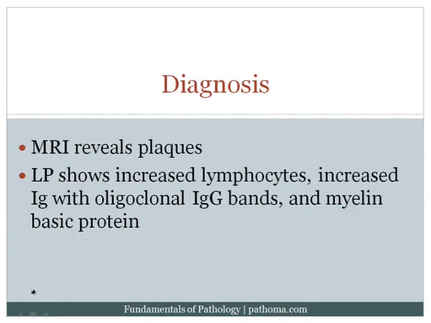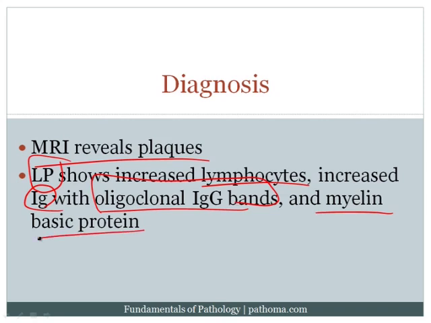Now, the diagnosis of multiple sclerosis is made by MRI, and it will show plaques. You can also do a lumbar puncture, and it would show increased lymphocytes, increased immunoglobulin with oligoclonal immunoglobulin bands. That's high yield, oligoclonal immunoglobulin bands, and then myelin basic protein, and that's because you've destroyed myelin, so myelin basic protein will be present in the CSF.